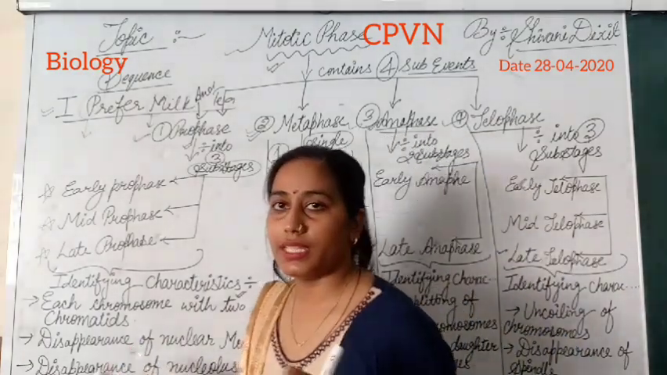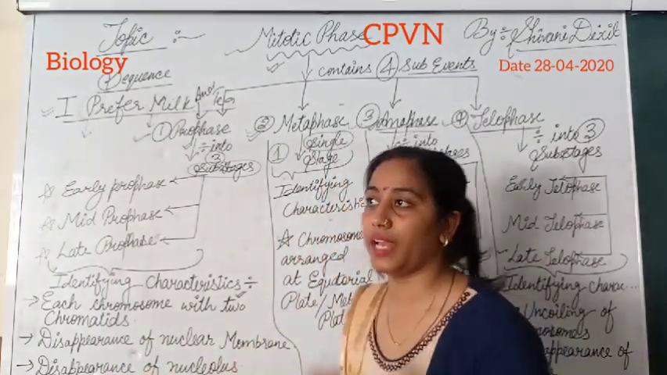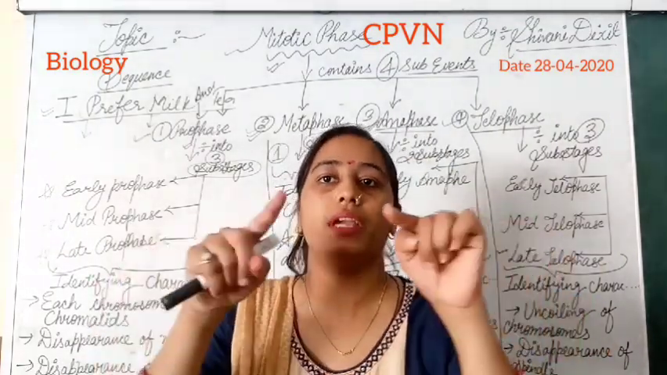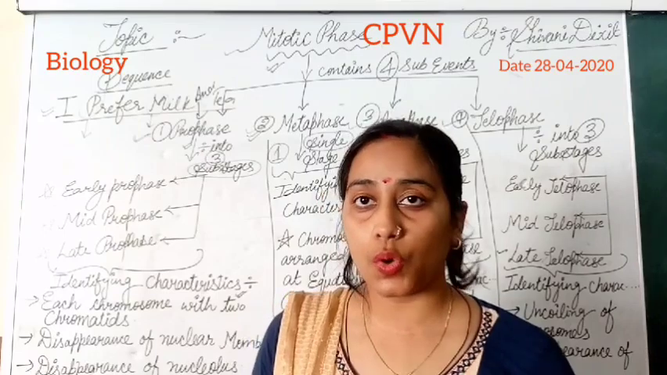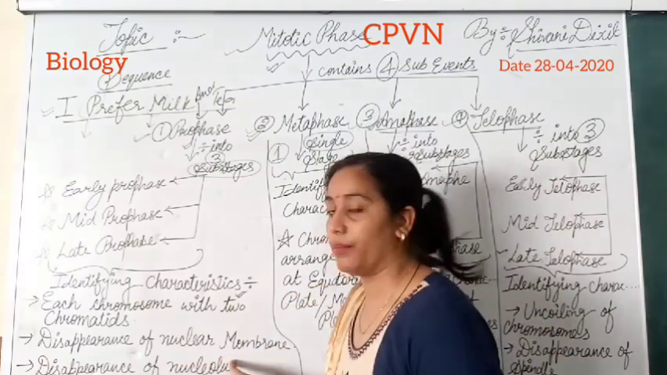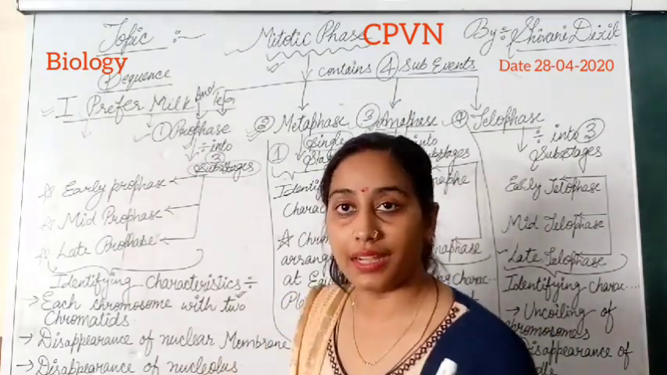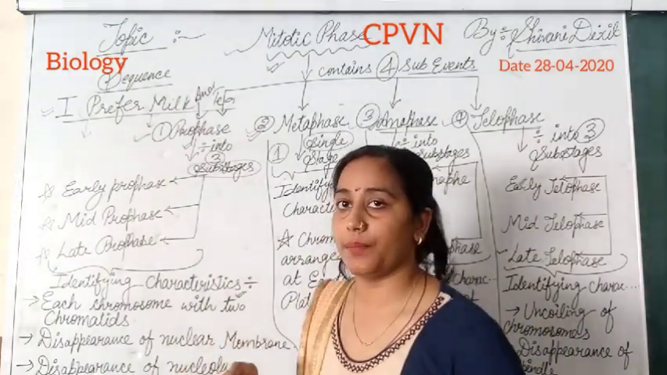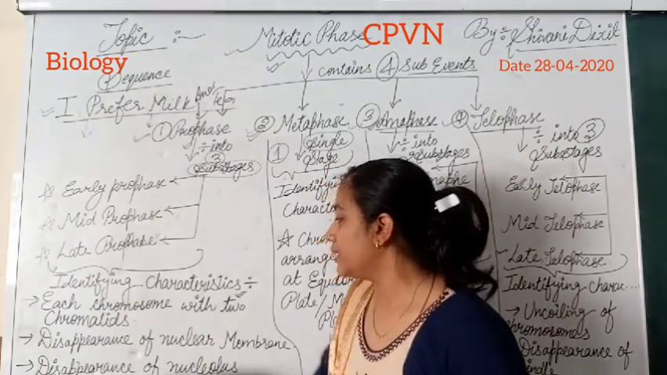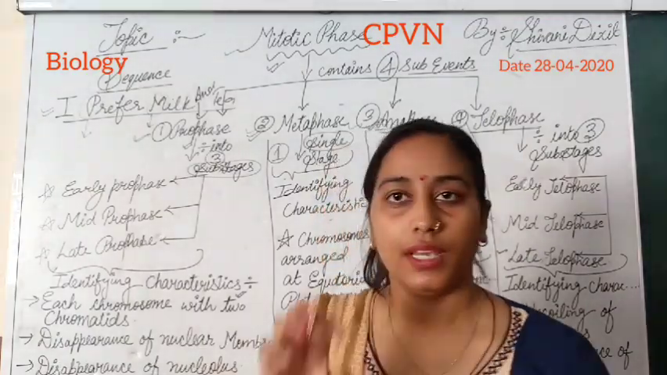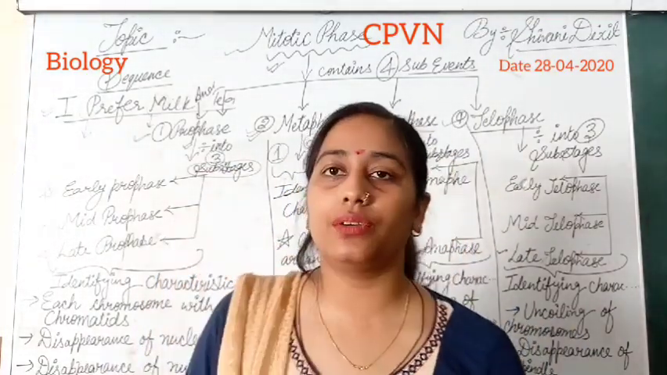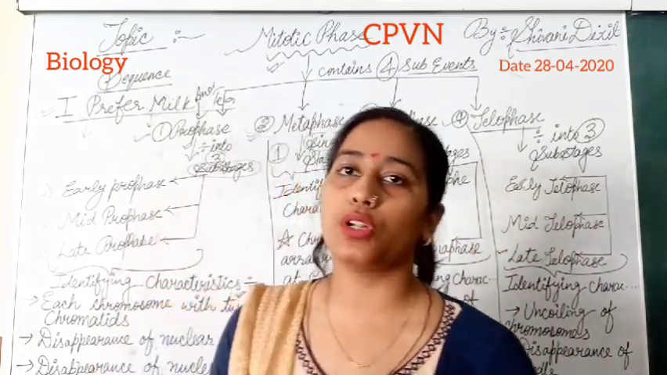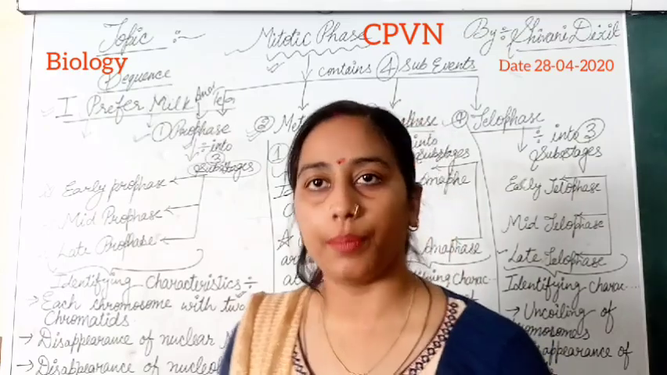Second characteristic, disappearance of the nuclear membrane. I have told you that the nucleus contains its membrane called the nuclear membrane. So what happens to the nuclear membrane? It starts disappearing, right? Then the third characteristic is disappearance of the nucleolus. I have told you inside the nucleus there is another spherical body that is called the nucleolus. It also starts disappearing.